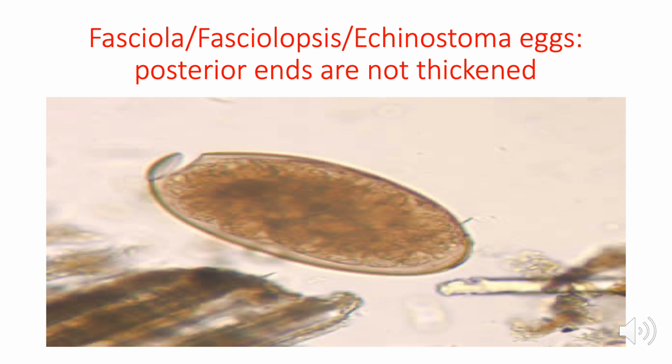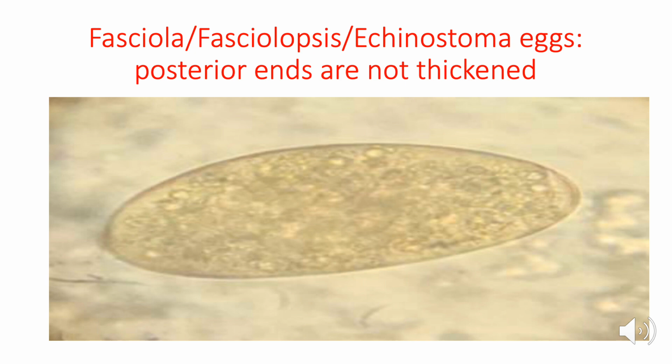This is the ovum of Fasciola or maybe Fasciolopsis or Echinostoma. Elliptical in shape, operculated, yellowish to brown in color, but the posterior end is not thickened. This is another picture of the egg of maybe Fasciola, Fasciolopsis, or Echinostoma. Elliptical in shape, yellowish brown in color, operculated, but the posterior end is not thickened, unlike that of Paragonimus.